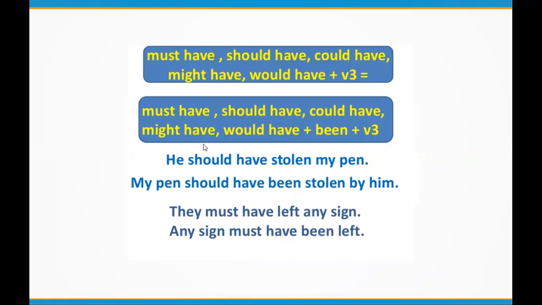So listen carefully, students. Just you have to add modal plus have plus been plus B3. He should have stolen my pen. My pen should have been stolen by him. They must have left any sign. Any sign must have been left.